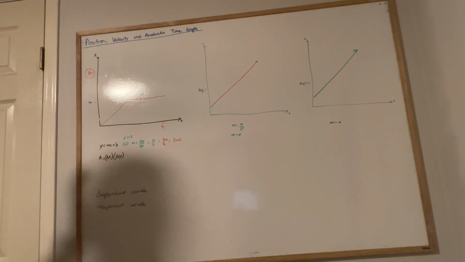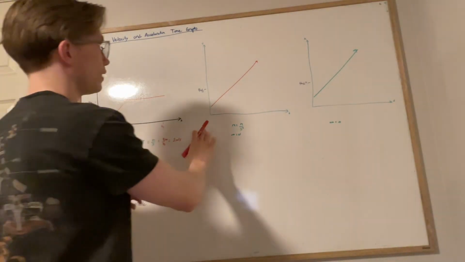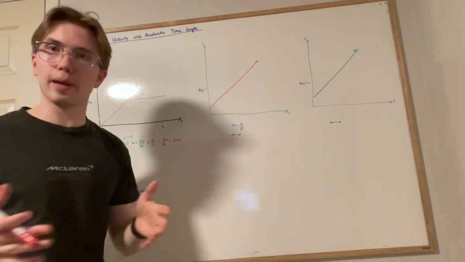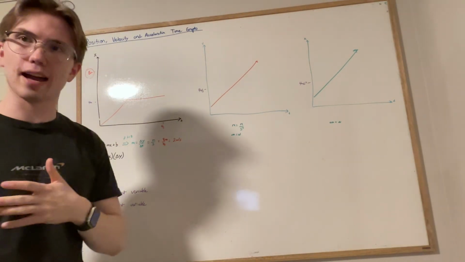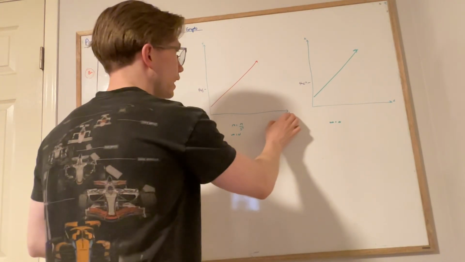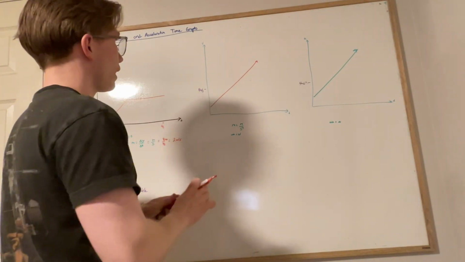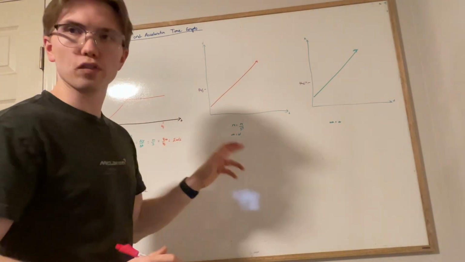Okay, so let's move on to a velocity time graph. Velocity on the y-axis is obviously dependent. It is a dependent variable. It's dependent on time. Time is the independent variable. It's on the x-axis here. If we get a graph like this, what can we figure out from the slope?